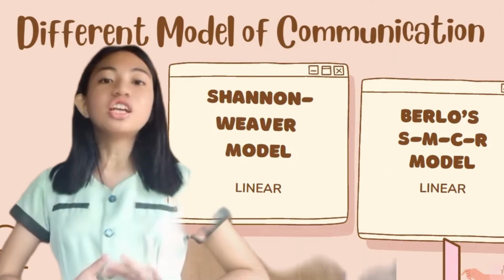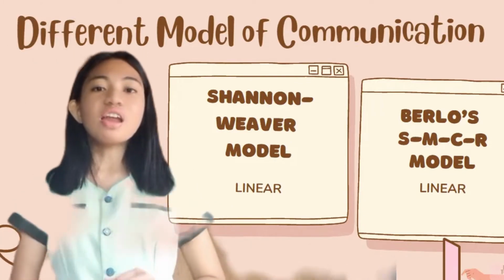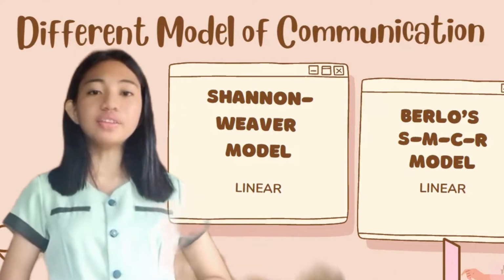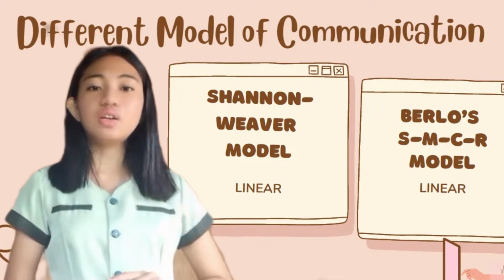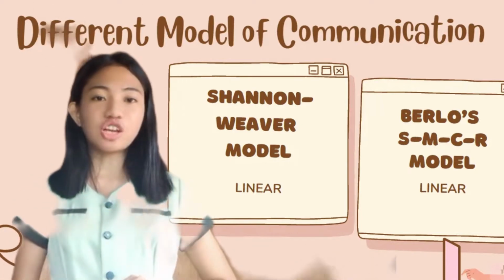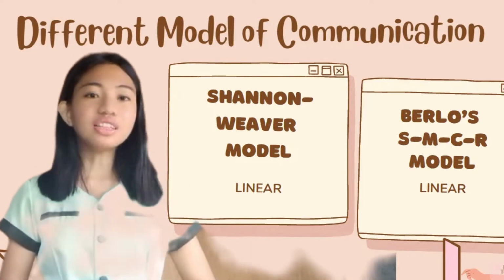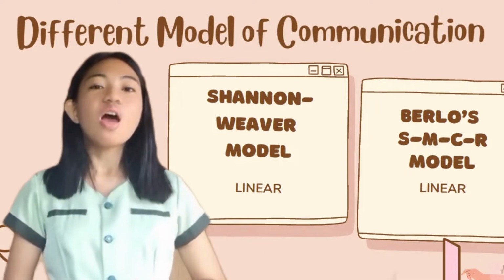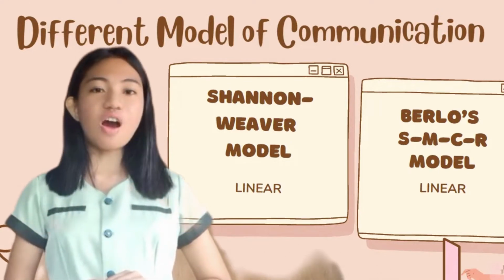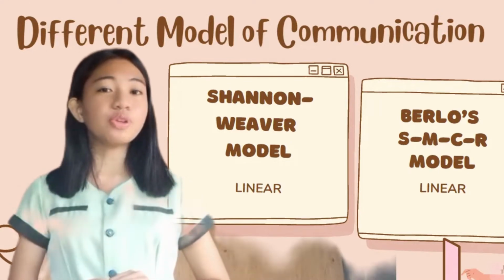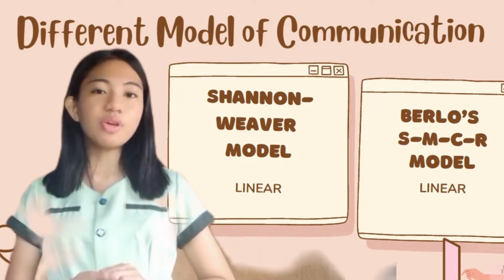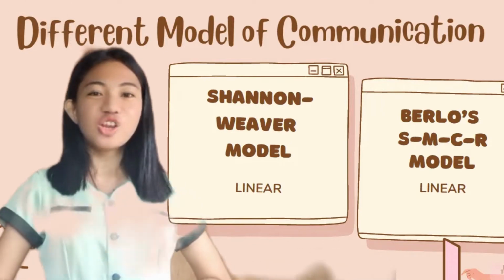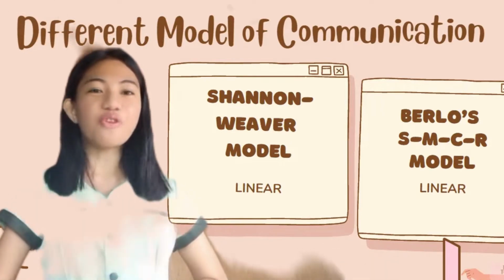Number 3, the Shannon-Weaver model. It is a linear type of communication. The Shannon-Weaver model is the first to highlight the role of noise in communication, which can disrupt or alter a message between sender and receiver. Number 4, we have Berlo's SMCR model. It is a linear type of communication model which explains communication in 4 steps. S for source, M for message, C for channel, and R for receiver.